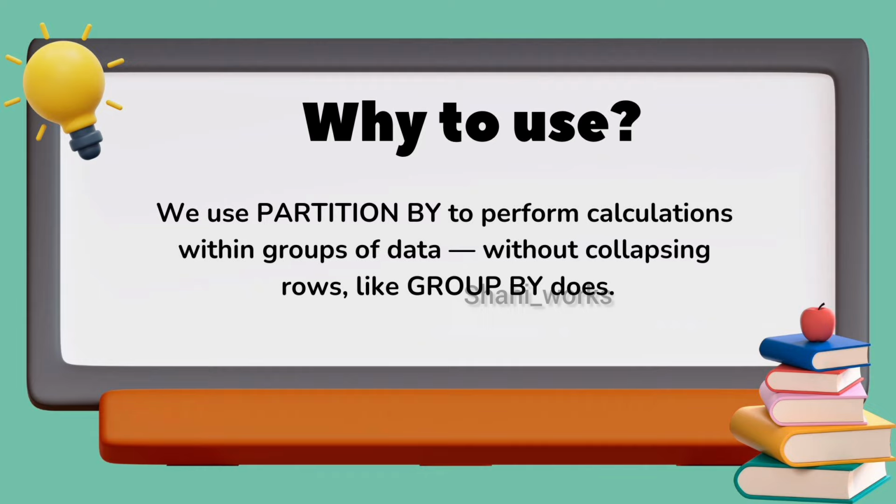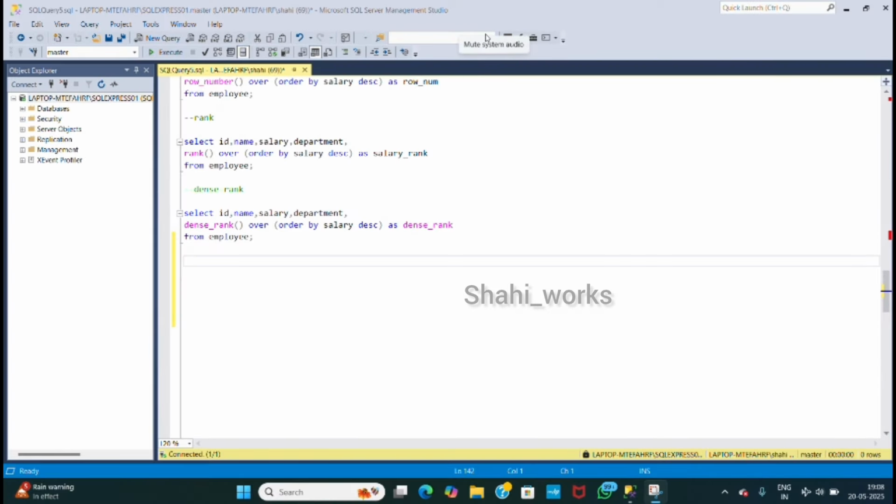Why use partition in SQL? It helps us to perform calculations within a group of data. If we have a whole record, it will help us to partition it and work over ascending or descending order, or by rank, row number, OVER, etc. Now let's see a real-time example.